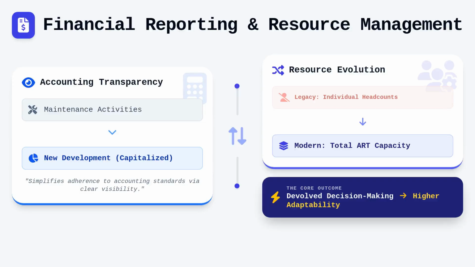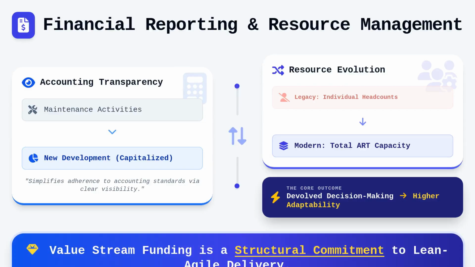When decision-making is devolved to the people closer to the work, the organization achieves a much higher degree of adaptability. Ultimately, moving to value stream funding is not just a financial change. It is a structural commitment to the principles of lean agile delivery.